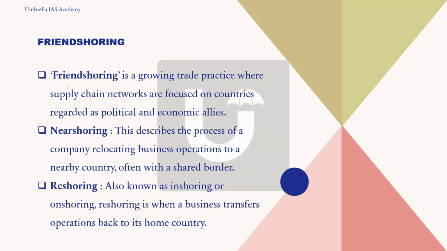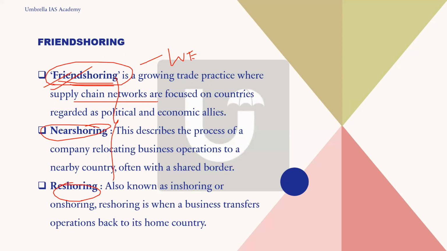Next, coming to friend shoring. These words may be asked in the interview as well as in the prelims. This is especially a buzzword, and in the World Economic Forum article, all these words have been given recently. So I have taken the words from there itself, and friend shoring is given in your review also. Okay. So what is friend shoring? It is a growing trade practice where supply chain networks are focused on countries regarded as political and economic allies.